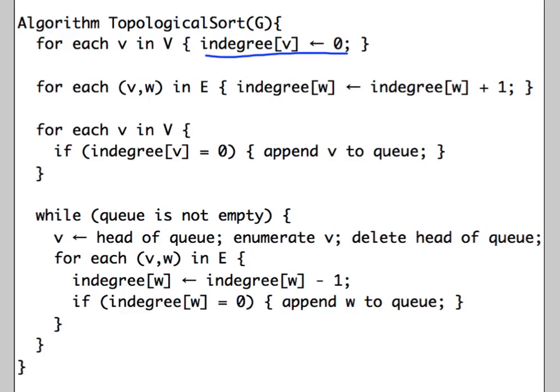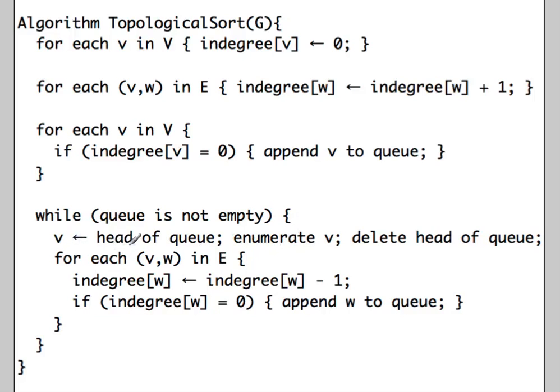Now we have to identify the source vertices. So these are vertices whose in degree still remains 0 in spite of processing all the edges. So for every such vertex, what we do is we remember it in a queue. So we keep a queue of all the current source vertices. And now we process this queue. Right? So we pick up the head of the queue and enumerate it.